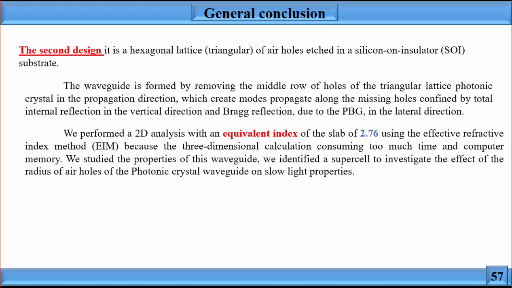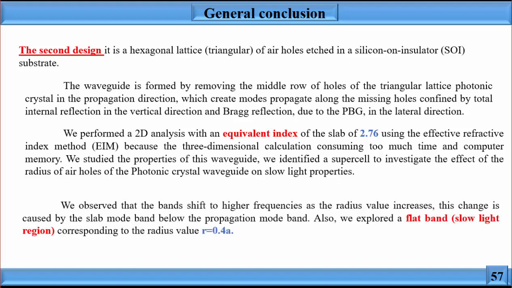We studied the properties of this waveguide. We identified a supercell to investigate the effect of the radius of air holes of the photonic crystal waveguide on slow light properties. We observed that the bands shift to higher frequencies as the radius value increases. This change is caused by the slab mode band below the propagation mode band. Also, we explored a flat band, slow light region, corresponding to the radius value r equals 0.4a.